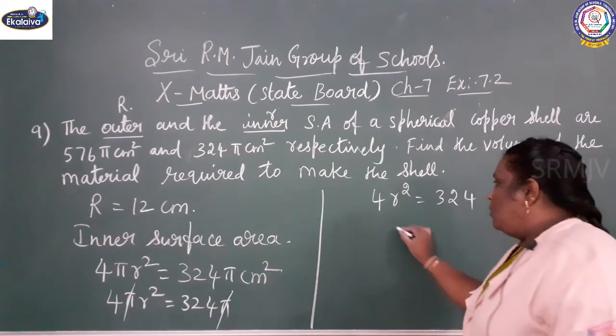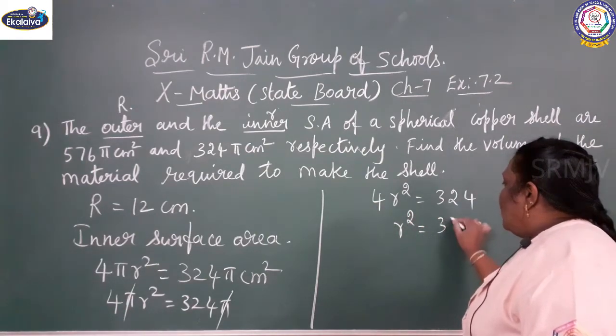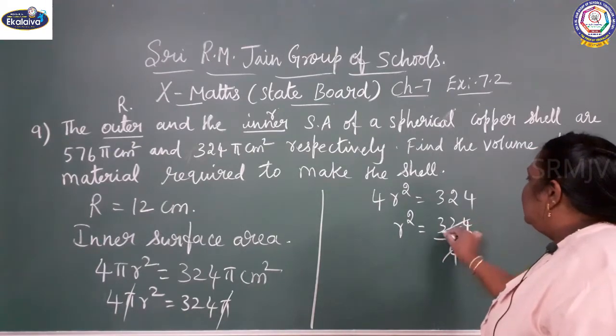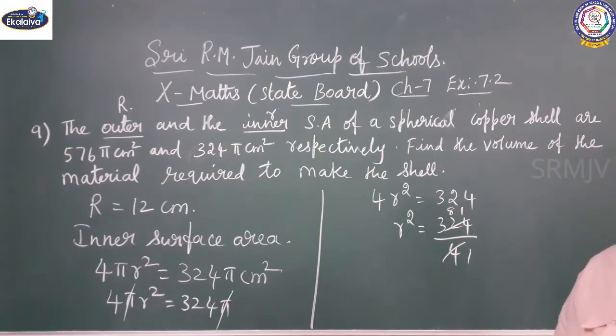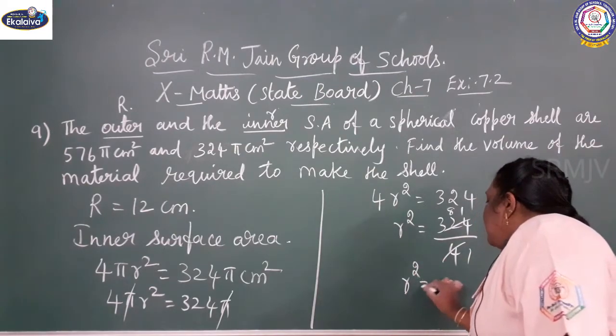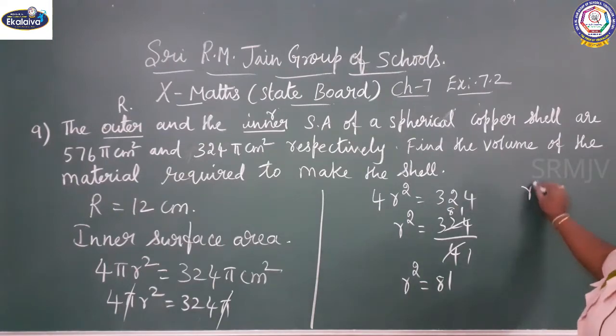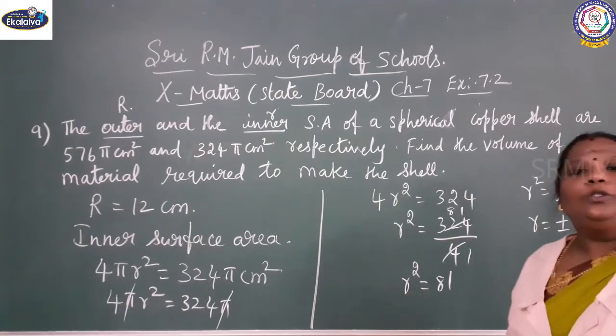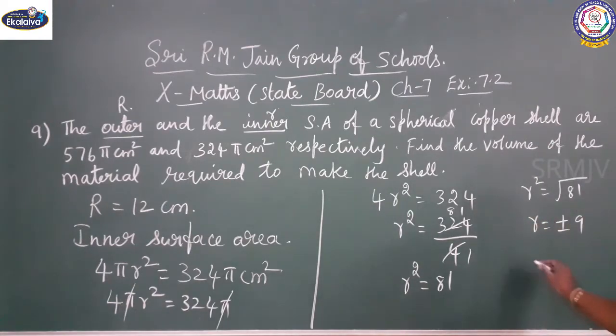r square equal to 324 by 4. 4 ones are 4, 4 8s are 32, so 81. r square equal to 81. r equal to root of 81. The same thing: r equal to plus or minus 9, but radius cannot be negative, so we take the positive value. r equal to 9 centimeter.